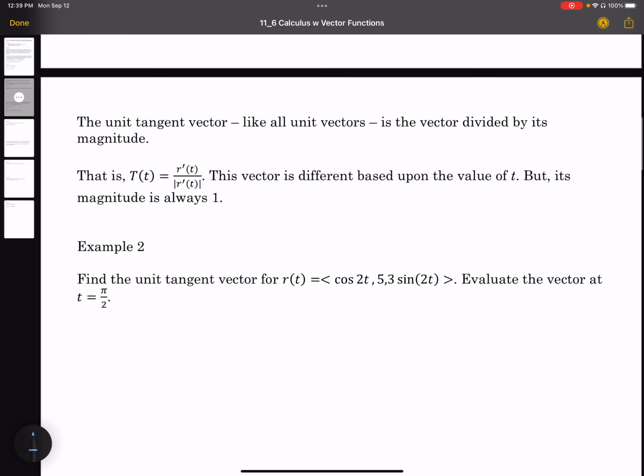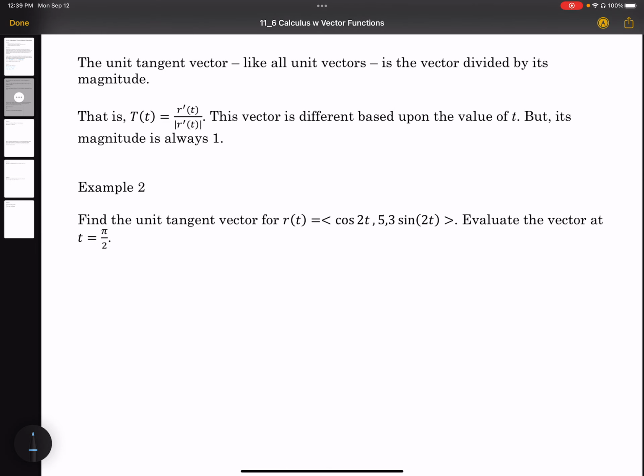Next, we have the unit tangent vector. Just like all unit vectors, to get the unit vector, you take the vector and divide by its magnitude. Now for a vector function, that's going to change based upon what the value of t is, but it has the same general concept. We're going to take the vector, divide by its magnitude, and we're going to get this special function called the unit tangent vector. And it has this notation, which is just the derivative divided by the magnitude of the derivative.